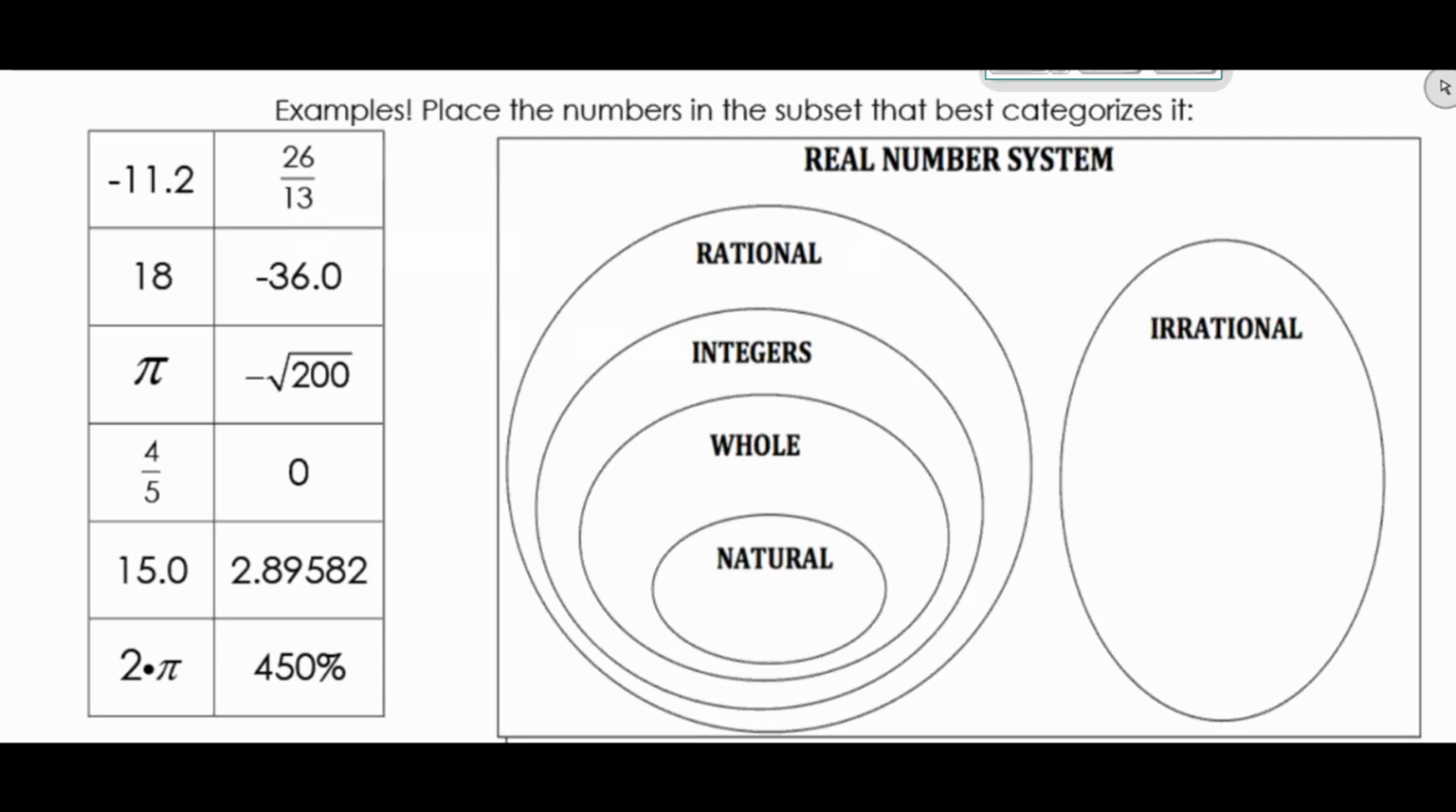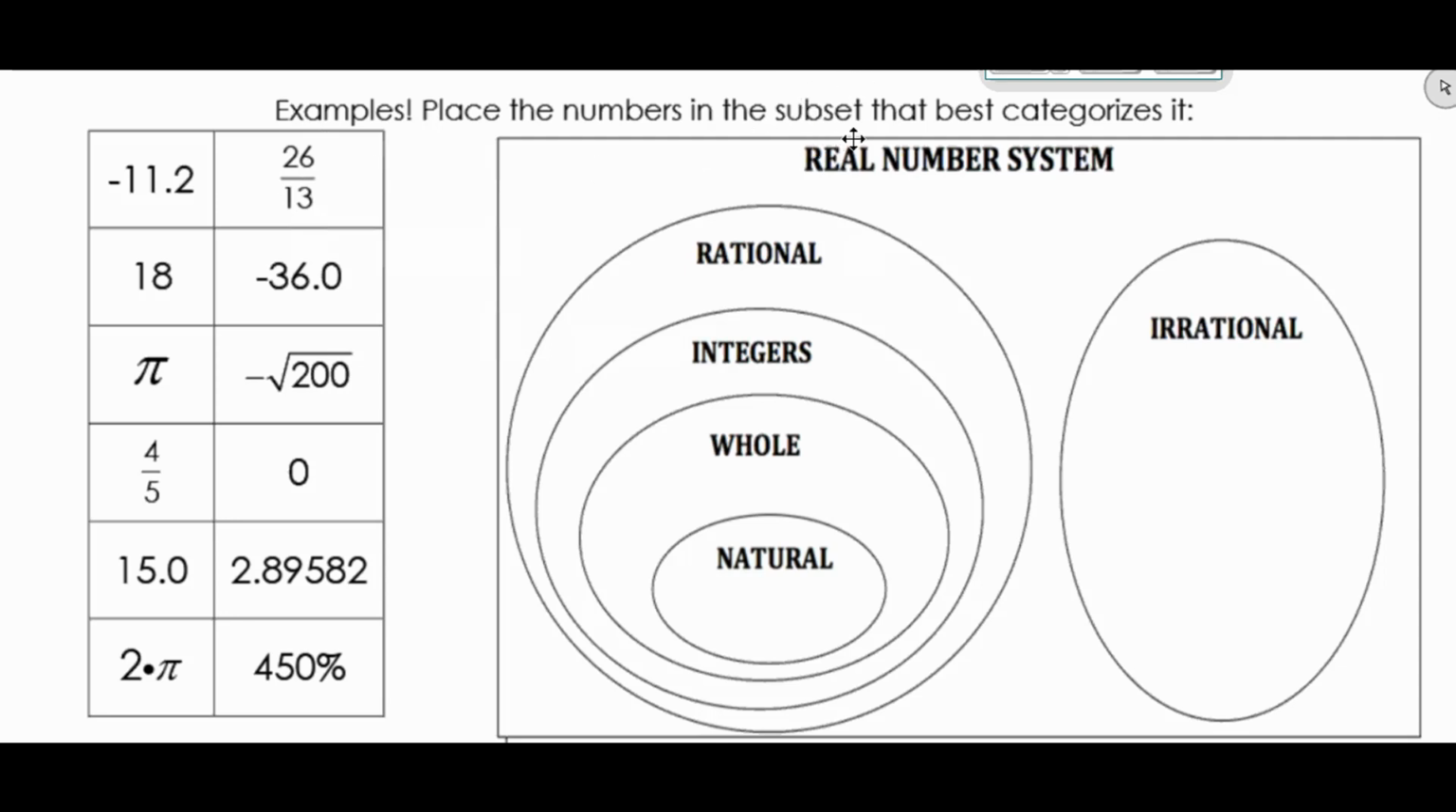So on this first example, we're trying to place these numbers into this diagram, into the real number system where they're supposed to go. So it's really important that we simplify each of these expressions before we decide to place it. Especially on the second example, 26 over 13. That looks like a fraction, so you might think it's rational, but actually it's going to simplify to a much simpler number. You have to decide what that number is in its simplest form before placing it in a subset.